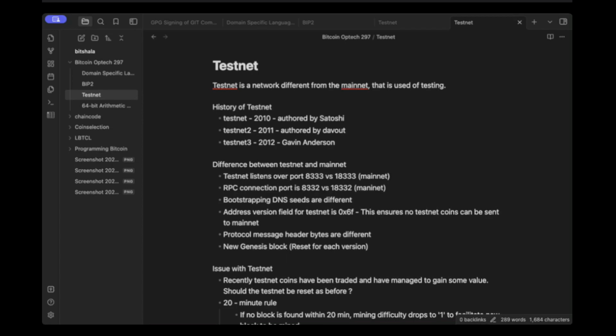But I have not tried it with wallets like Sparrow and all. I have only used Core's wallet to receive testnet coins.